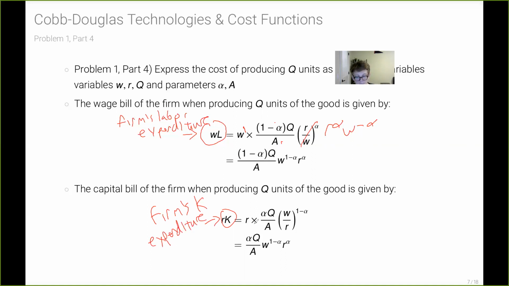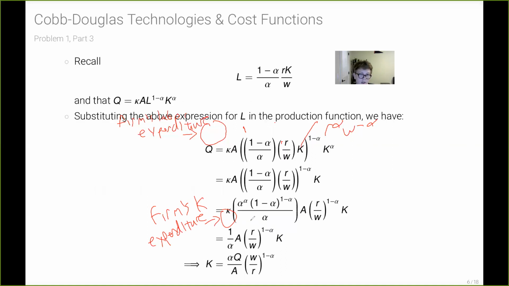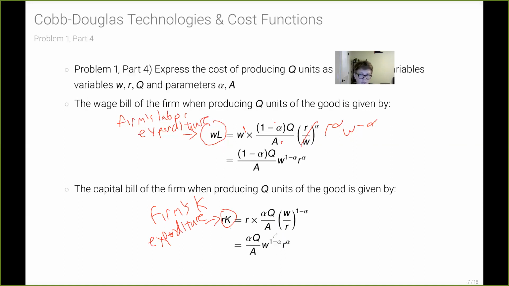And so again, what we do is this is RK. We take this here and we just plug it in for K here. Notice that this R over W raised to the 1 minus alpha is the same as writing W to the 1 minus alpha times R to the alpha minus 1. And so these 1's cancel out because we have a 1 here. This adds up with this 1 here to make 0. And so therefore we get R to the alpha, which is down here. The rest stays the same.